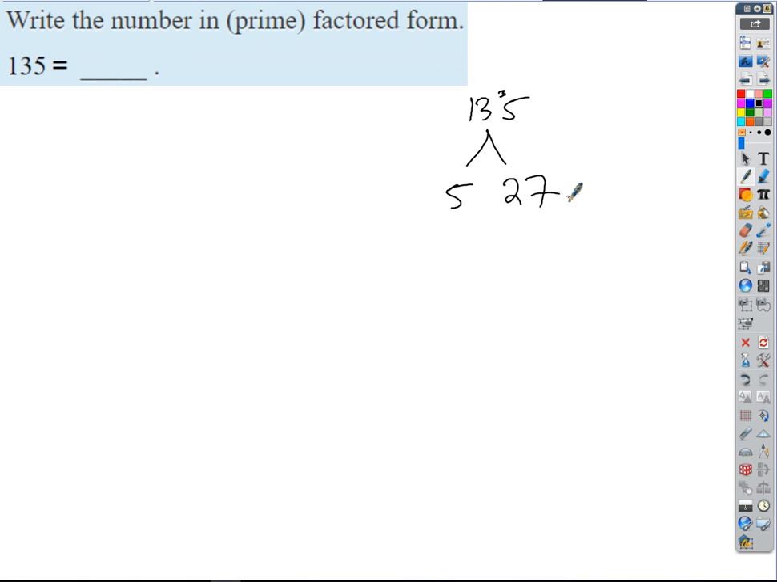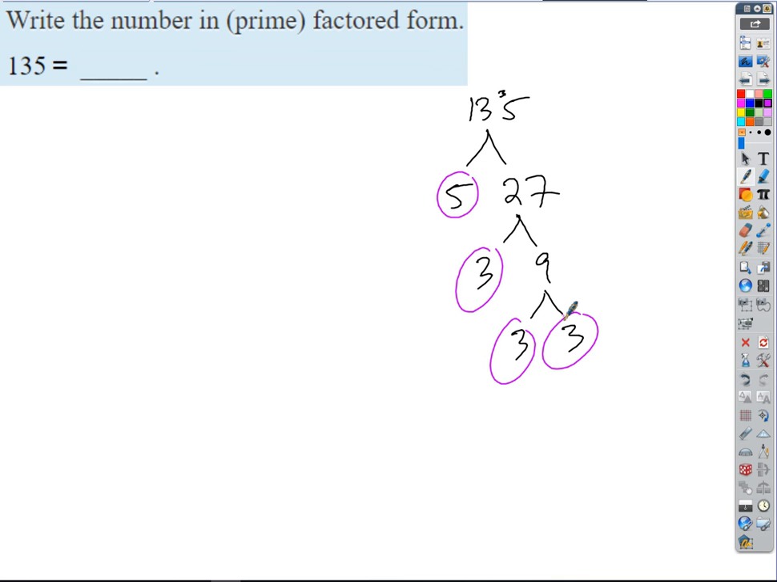So 5 is prime, so that branch is done, but 27 is not, so we can split that up again. 3 and 9. 3 is done, but 9 is not. We can split that up. 9 breaks up into 3 and 3. Okay, so then these are all prime numbers down here, so everything at the end needs to be prime, right? They all are, so we're done.